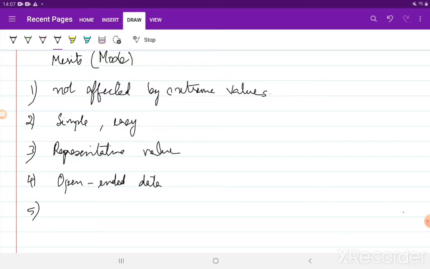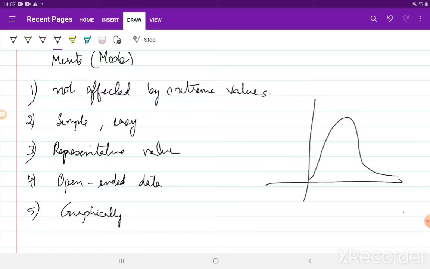It can be determined graphically, right? Since if you have the frequency distribution curve, all you need to look at, so this is my x value, and if this is the frequency curve on the y-axis, just simply locate the peak, and the peak is the mode. So graphically very easy to determine. The peak, read the corresponding x value, and that would be your x naught or your mode.